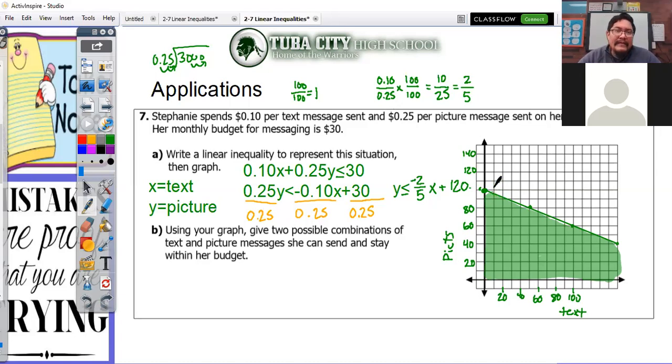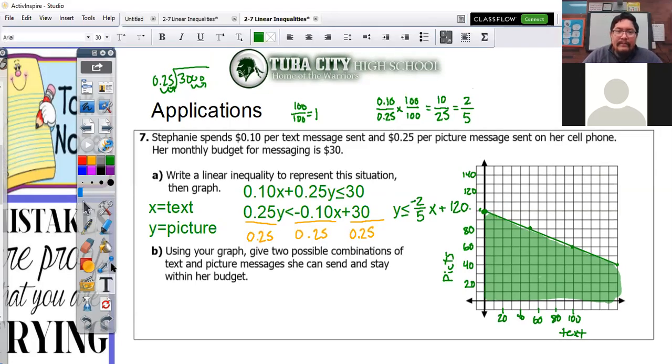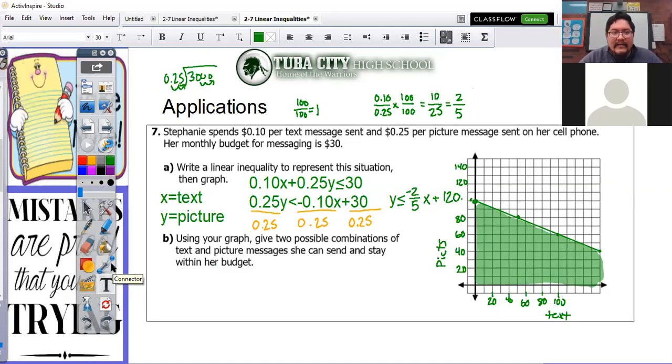We got that one. Now, using the graph, give 2 possible combinations of text and pictures that she can send to stay within her budget. So they just want any number, okay? In this case, we could say she sends 80 text messages and say 40 pictures, that would be right here. That's still inside the budget.